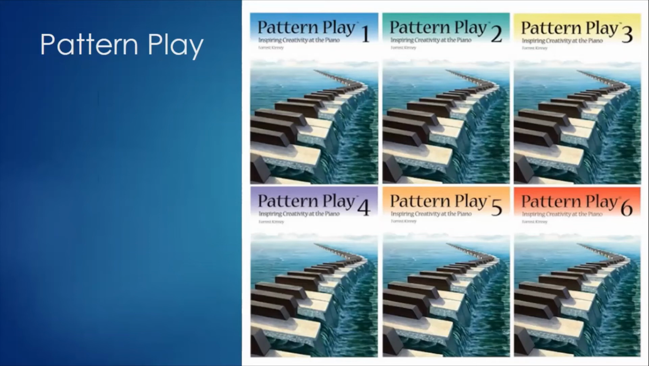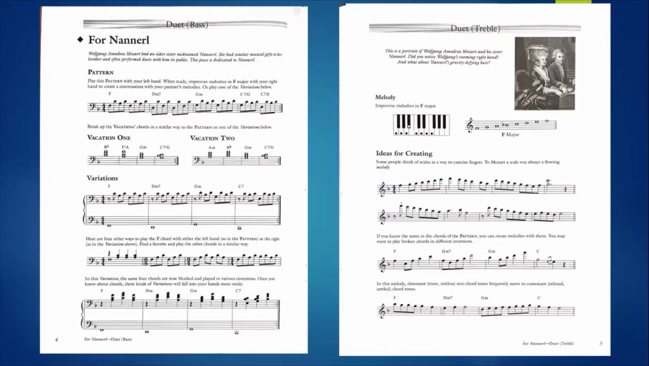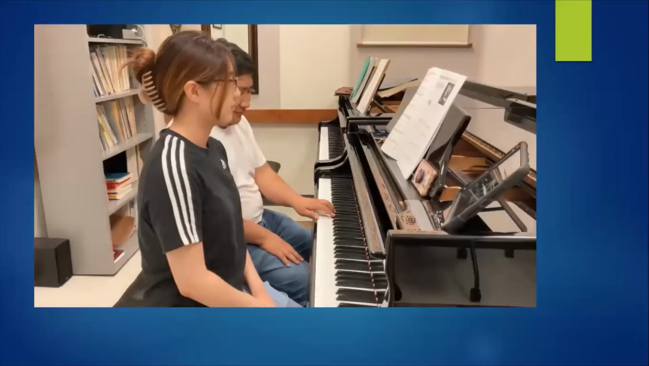Book 3 features a classical and romantic improvisation. One of them is called Nannerl and the other one Chopin. Nannerl covers the classical era and Chopin the romantic era. Now let's hear Ellie and I improv on Nannerl.